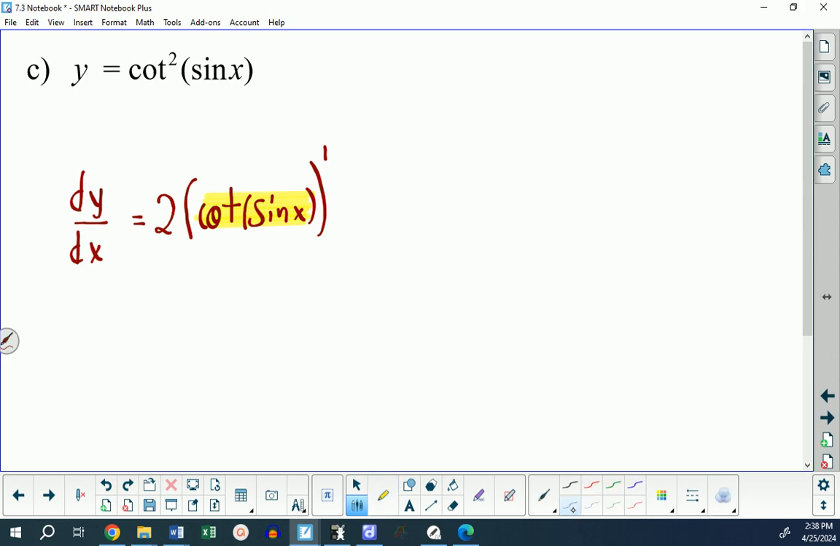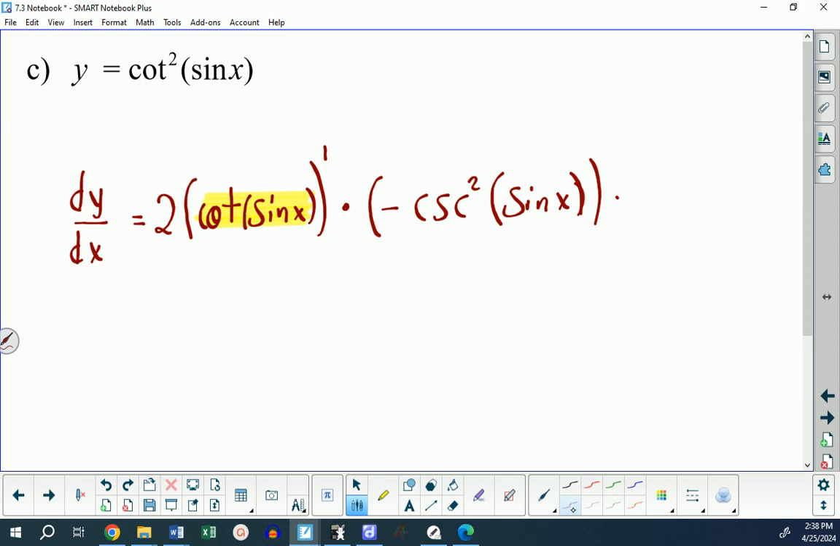The derivative of cotangent of an argument is negative cosecant squared. You guys are nodding. So this is negative cosecant squared of sine of x, which stays the same. And now we need to multiply by, and this is why I said what's inside, now we need to multiply by the derivative of what's inside.